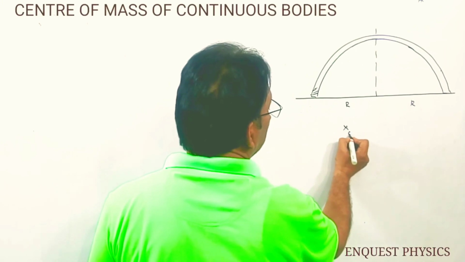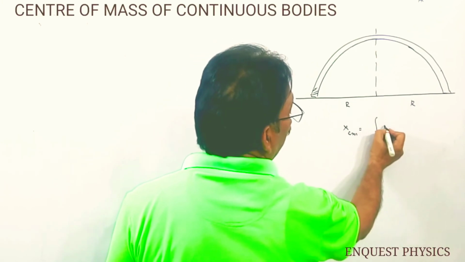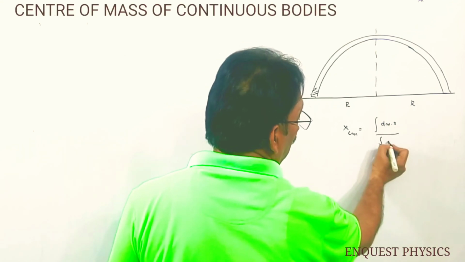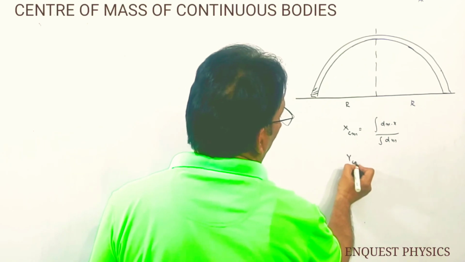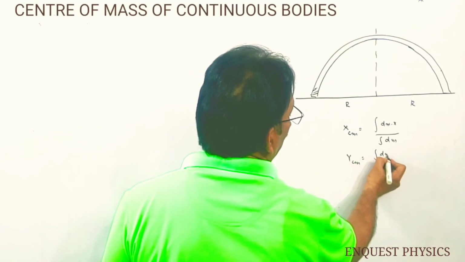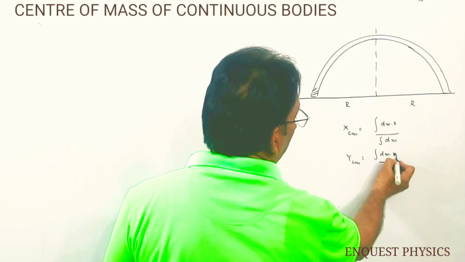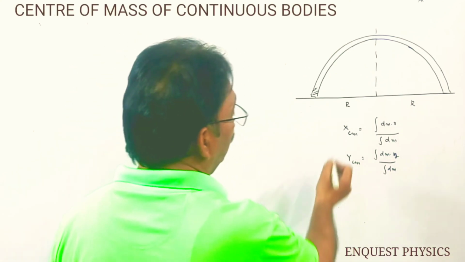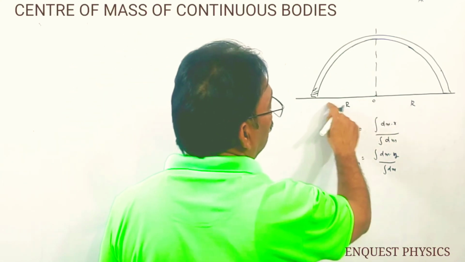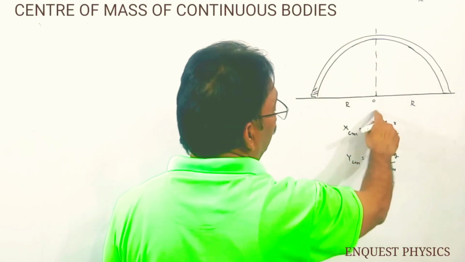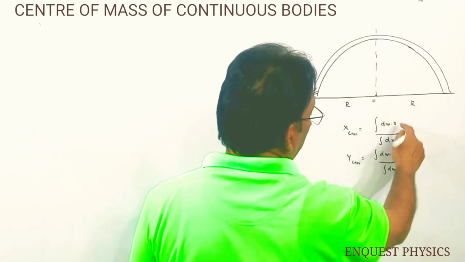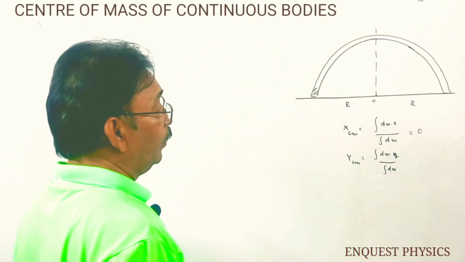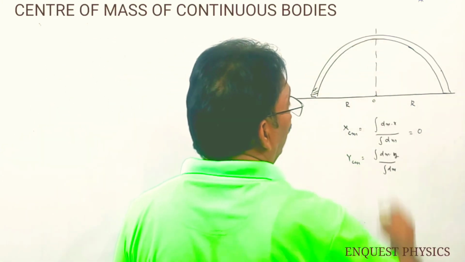Okay, you know that xcm is equal to integration of dm into x by integration of dm, as well as ycm is equal to integration of dm into y by integration of dm. Okay students, if you watch it carefully, this is the origin. That means the center of mass of the system along the x-axis is along this direction. That's why you can say the coordinate as 0. But what about the center of mass with respect to the y-axis?